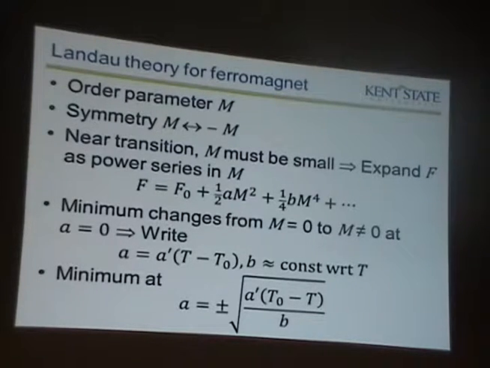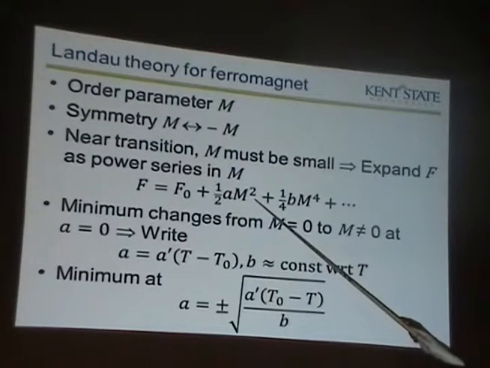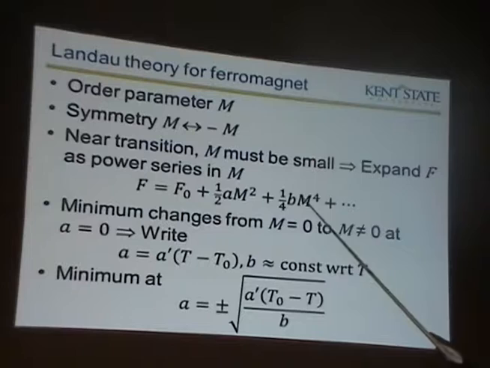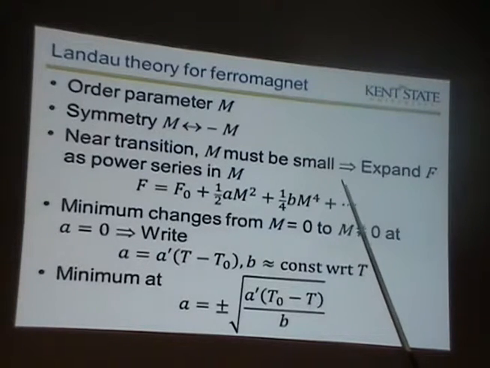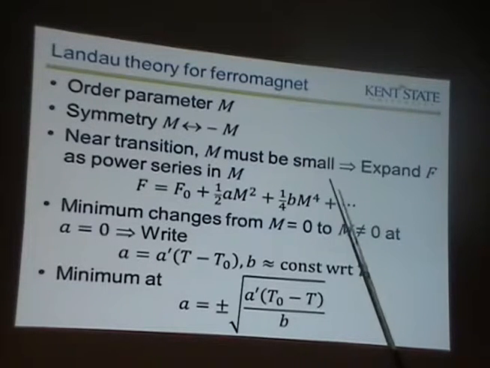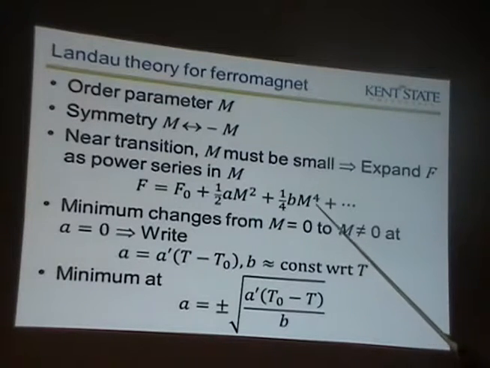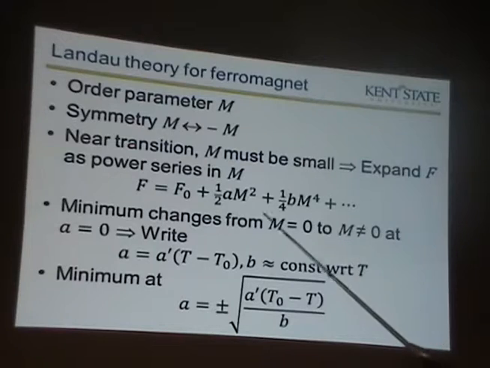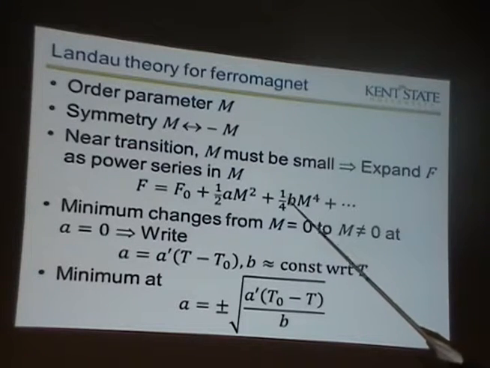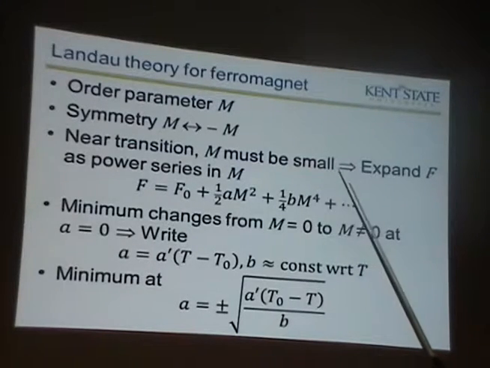Well, if the coefficient a is positive, well, let me back up. The coefficient b better be positive if we're going to truncate the series here. Because if it isn't, then the results are going to go crazy, because then m will just go to plus or minus infinity, and the free energy will go to negative infinity, and the whole thing will be unstable. So this b better be positive if we're truncating here.